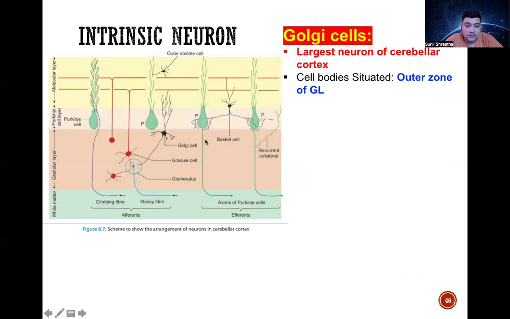Now Golgi cell. Golgi cells are generally present here in the granular layer. Golgi cells and granule cells are present in the granular layer, and this is the largest neuron of the cerebellar cortex. The cell bodies are situated in the outer zone of the granular layer. Again, if you divide the granular layer, this will be the outer zone and this will be the inner zone. The largest neurons of the cerebellar cortex, which are called Golgi cells, are present in the outer zone of the granular layer.